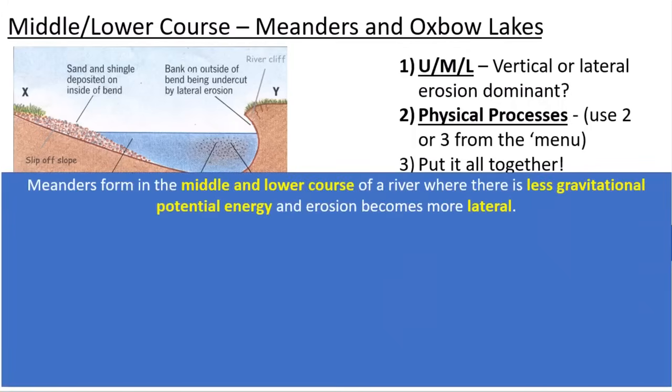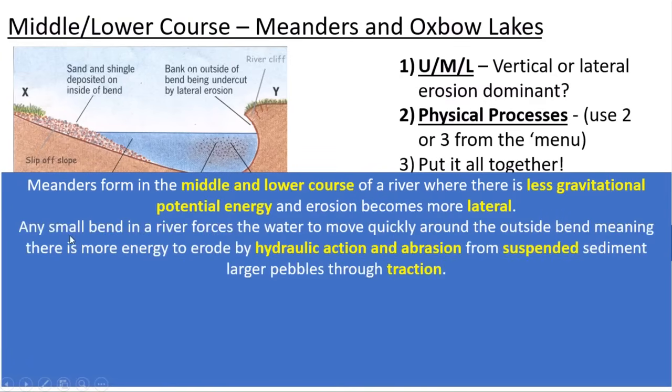Okay, so meanders form in the middle and lower course of a river, middle-lower, where there is less gravitational potential energy and erosion becomes more lateral, so side to side. Any small bend in a river forces the water to move quickly around the outside bend, here, meaning there's more energy to erode by hydraulic action and abrasion, which I should describe, from suspended sediment and large pebbles through traction. So again, I've mentioned erosion and transportation methods there.